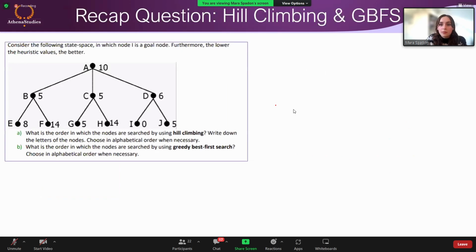Okay, let's do a little recap question. So let's try it ourselves. So we have the goal node I, and we know that the lower the heuristic value, the better. So if we perform hill climbing on this search tree, what do we find? Let's see, maybe Elaine. Sorry if I mispronounced your name. Could you maybe tell me what hill climbing would do in this situation?